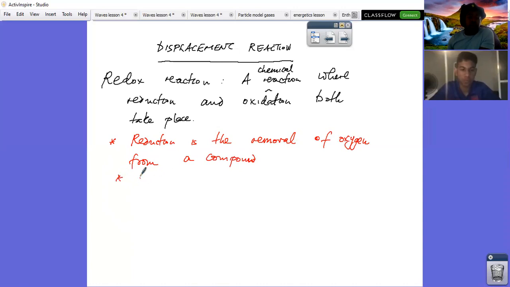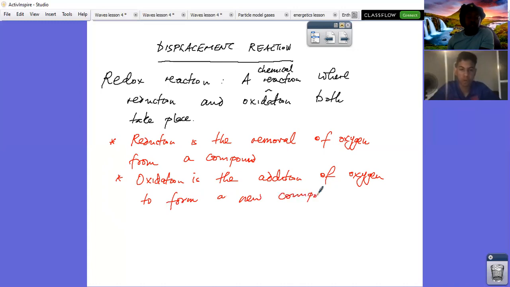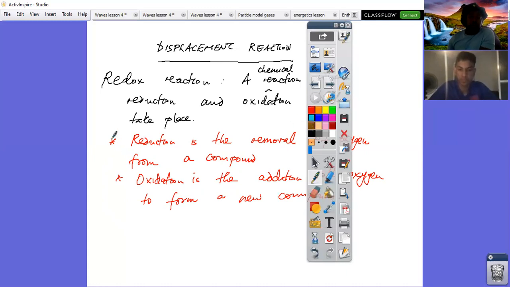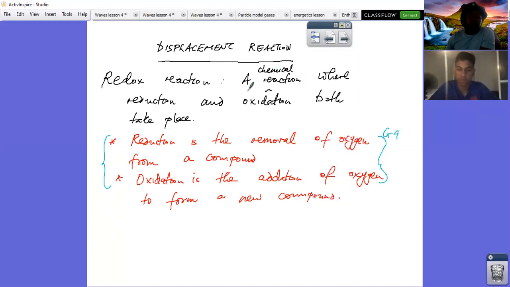And then oxidation is the addition of oxygen to a compound, to form a new compound. Now, these are grade 4 definitions, so they're good for just remembering the general concept at hand. But the main one you want to remember is the grade 7 definition.